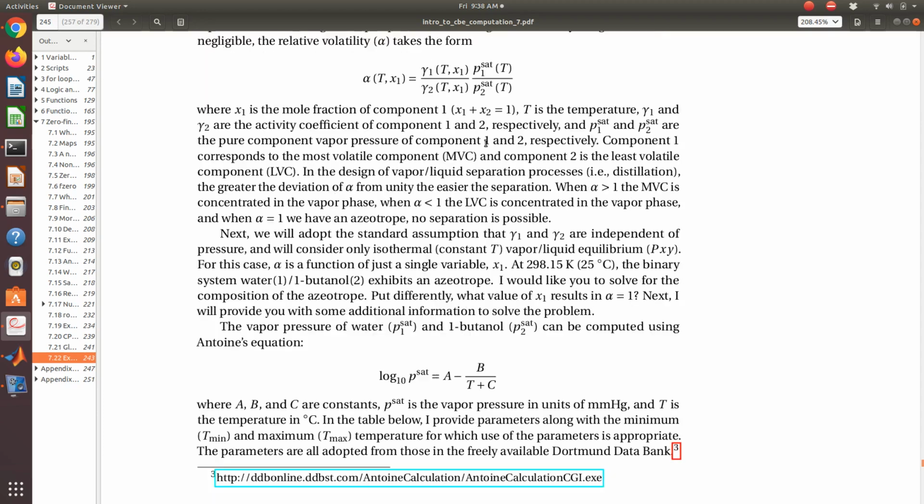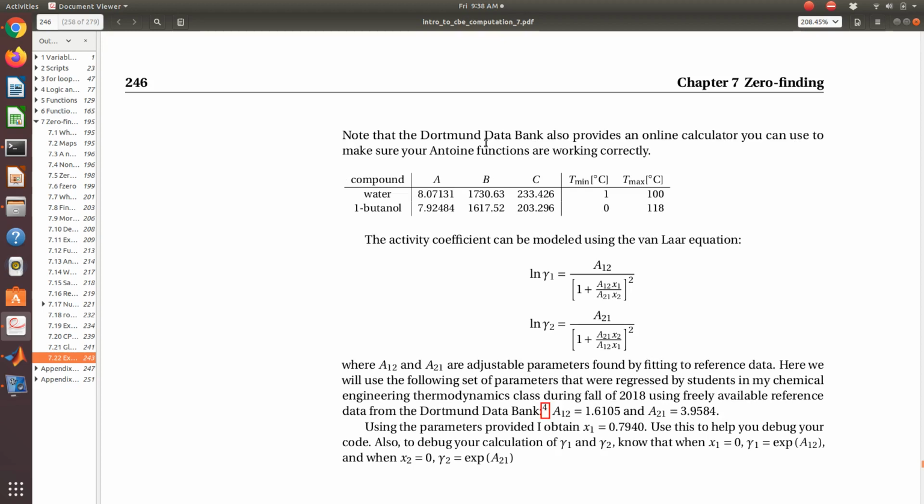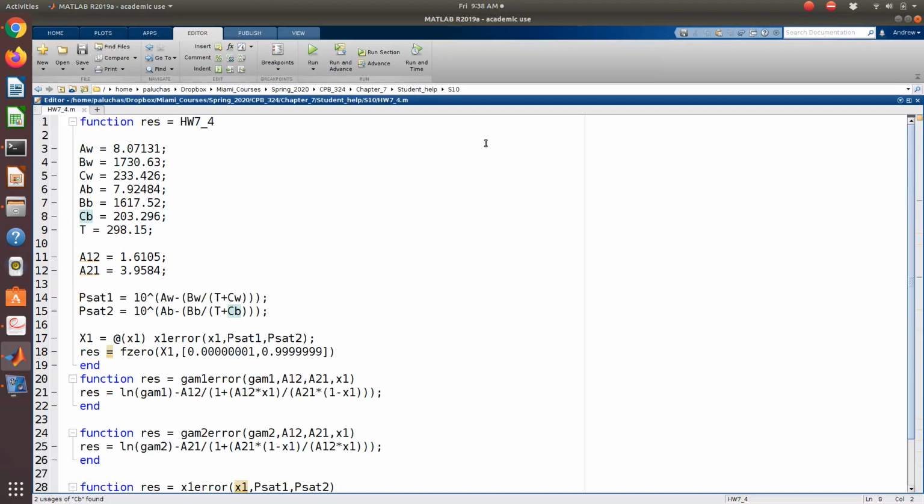to 1. We're given our Antoine expression there, and the Van Laar equations down here, with all of our constants and parameters. Now if we take a look at their code, I have a function with no inputs, good. The first thing I do is define my Antoine constants for water and butanol, along with my temperature. Then here are my Van Laar constants. Then I calculate PSAT1 and PSAT2 via the Antoine equation.